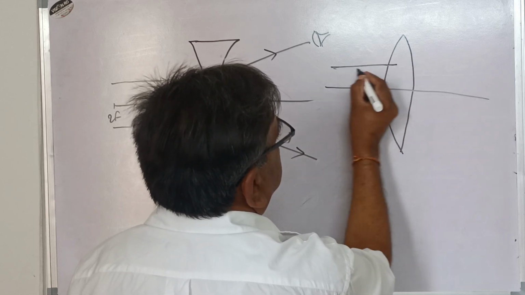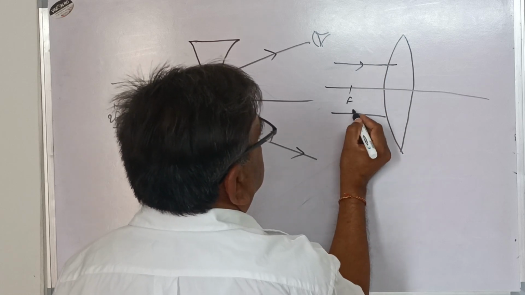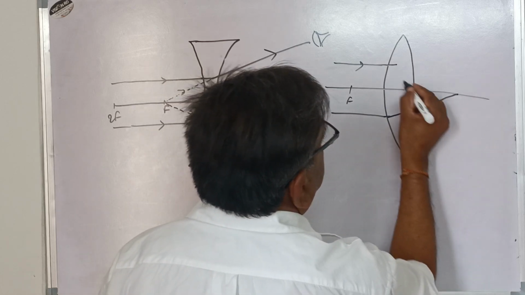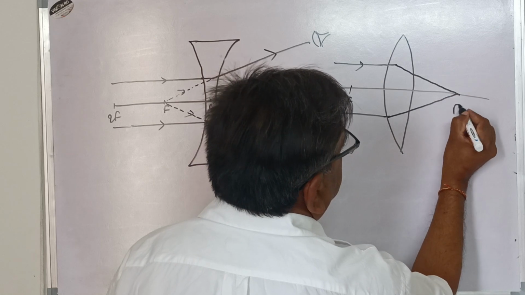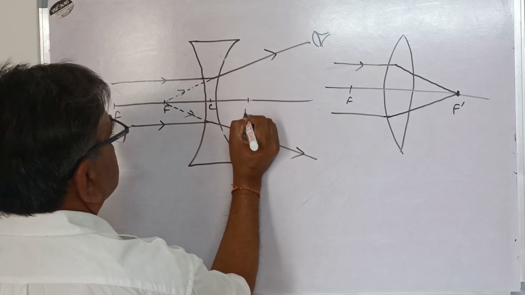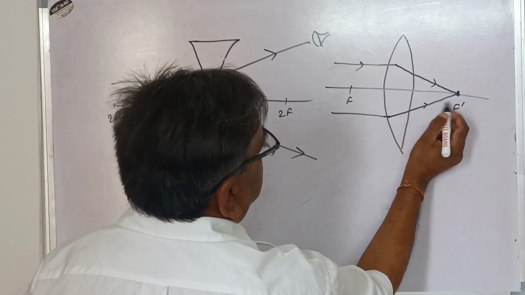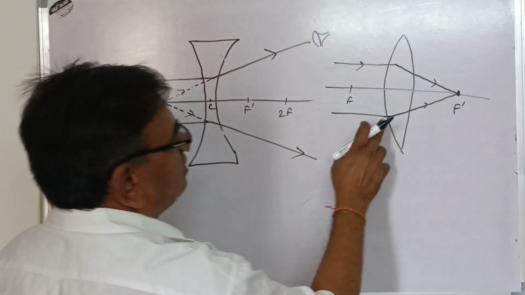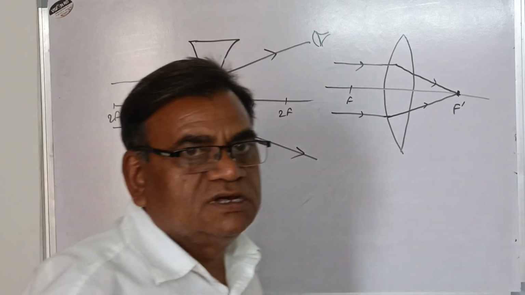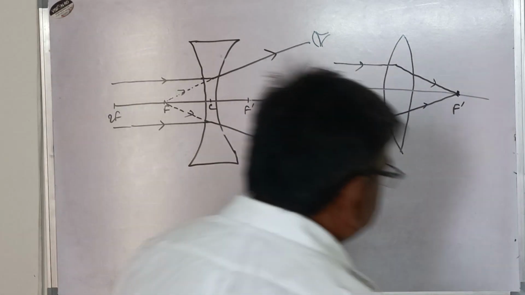When the rays come parallel, this will converge here, on the other side, at F dash. This also has a focus here, F dash and 2F dash. On the other side of the lens, they will converge at the focus. The distance between the refracted rays goes on reducing, and they will meet somewhere.